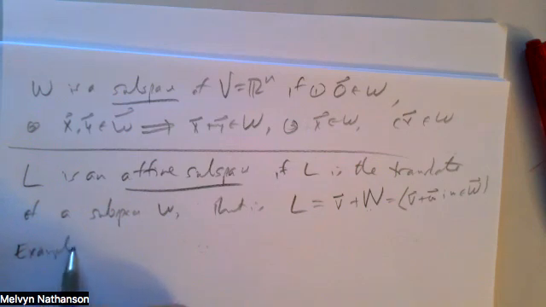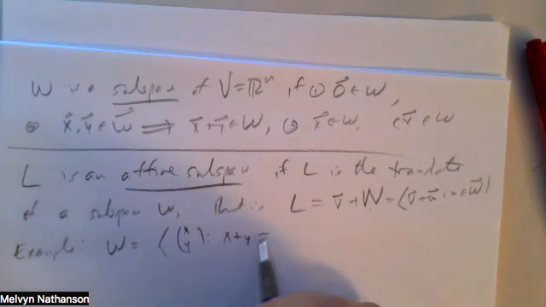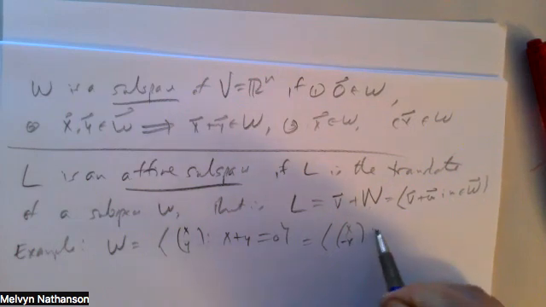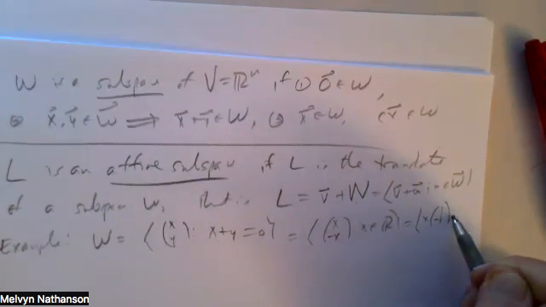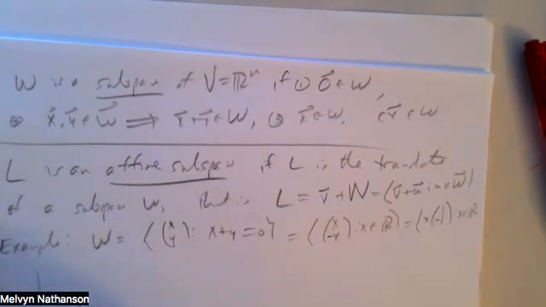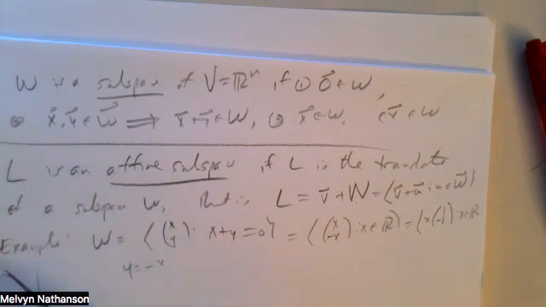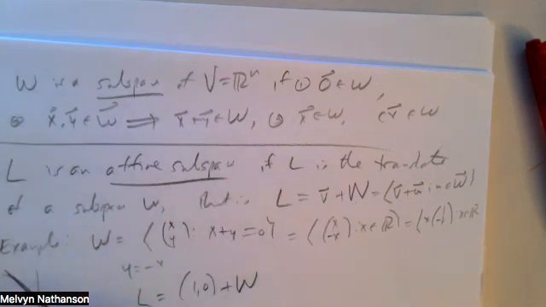So for example, if W is the set of all vectors (x, y) such that x plus y equals 0, which is the same as the set of all vectors (x, minus x), x in R, or the set of all scalar multiples of the vector (1, minus 1). What does W look like? It's just the line x plus y equals 0, which is y equals minus x. So in the plane, this is the subspace W. And suppose I let L be, let's say, (1, 0) plus W. Oops, let me write this properly.